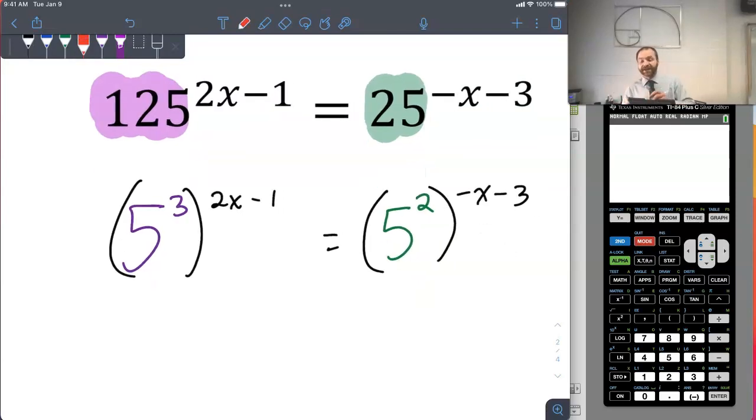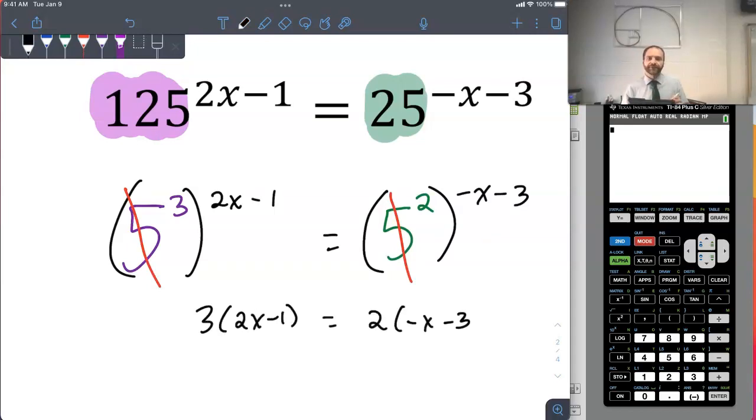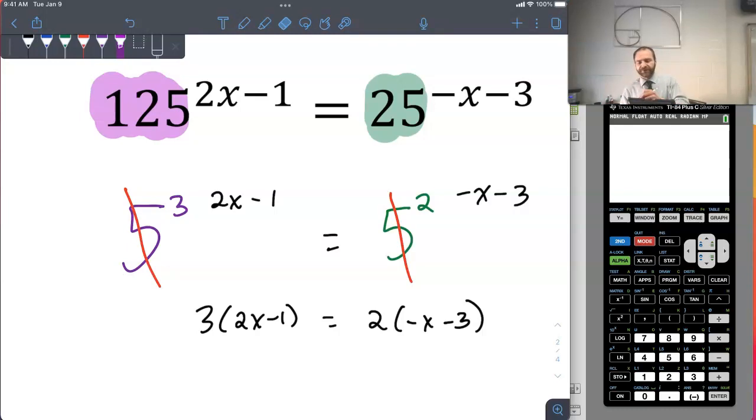So I'm going to cross out just the bases, not the exponents. They have a common base. So I'm going to have 3 times 2x minus 1 equals 2 times negative x minus 3. Now, if you think that's going to look bad, let me go ahead and fix this. I like to put the parentheses around what the original exponent is, because then I can see the distributing, and I'm not tempted to cross anything out. I can see 3 times the quantity 2x minus 1, 2 times the quantity negative x minus 3.